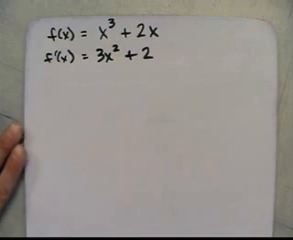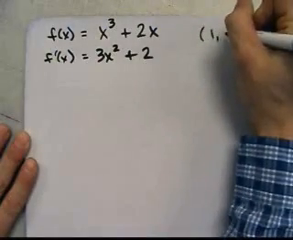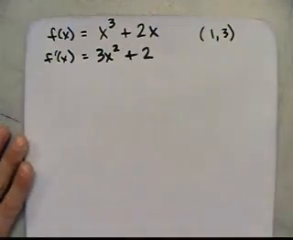Now what I want to do is let's find the slope at a couple points. For example, I want to find one point. Let's say I had the point x equals 1. If I plug in a 1, I get 3. So there's the point (1, 3) on the graph. Let's just double check that value, (1, 3).